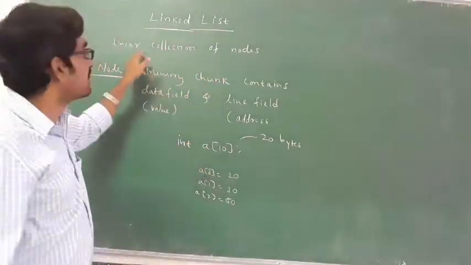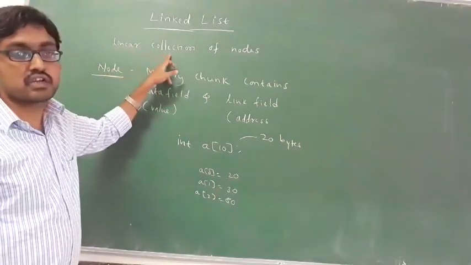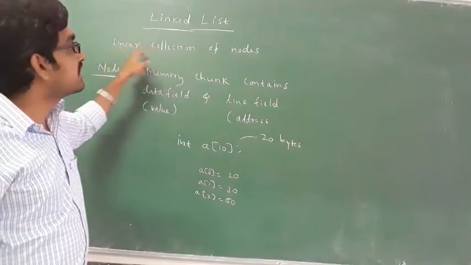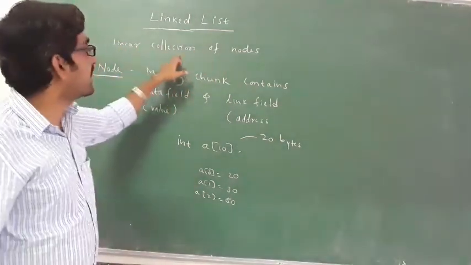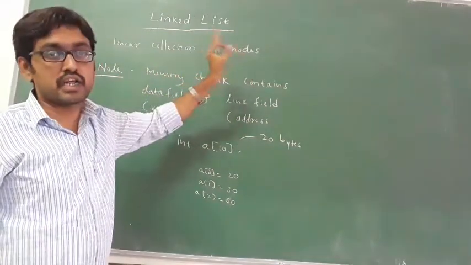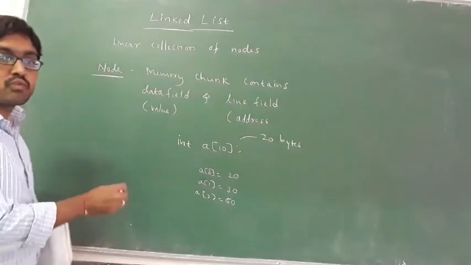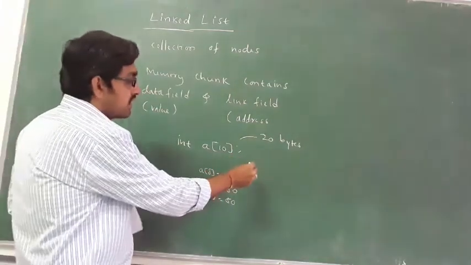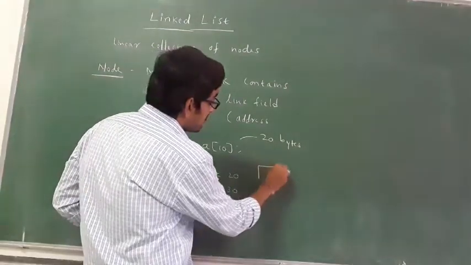Then what is a linked list? Linked list is a linear collection of nodes. Then what is a node? See, node means what? Here I am writing the nodes, nodes like this. These are nothing but nodes.